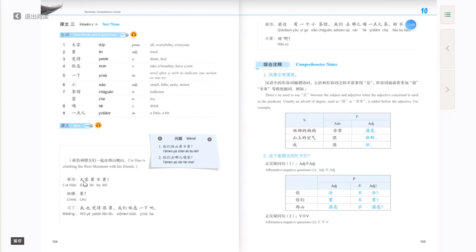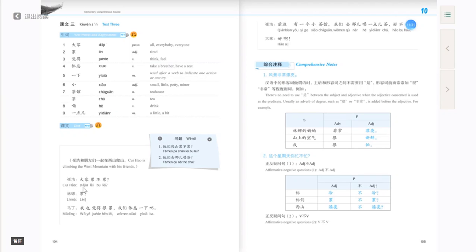Okay, so let's read again. Please read after me. 大家累不累？累，我也觉得很累，我们休息一下吧。前边有一个小茶馆，我们去那儿喝一点茶，好不好？好啊。Okay.